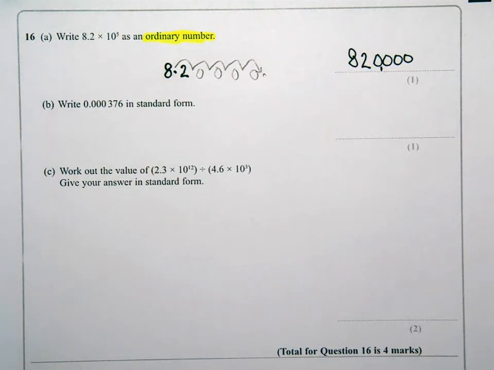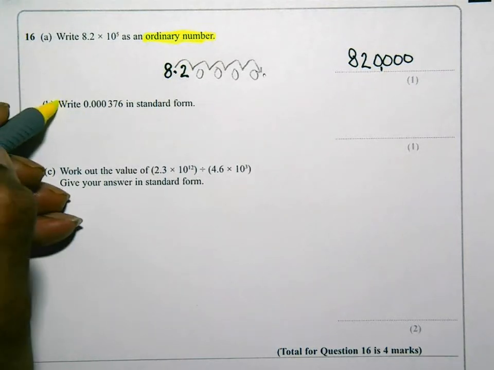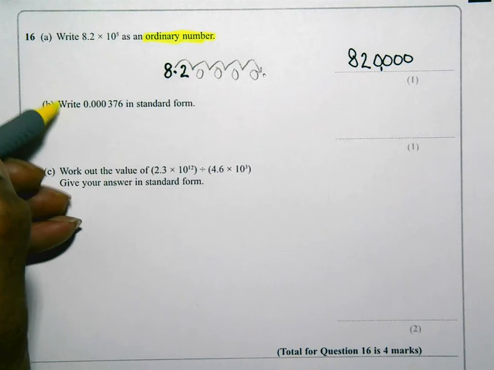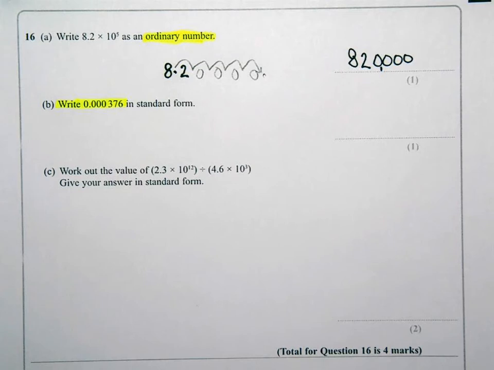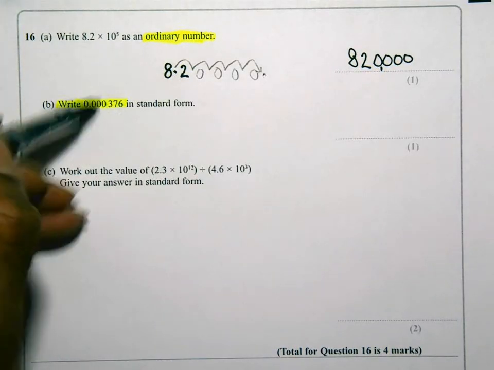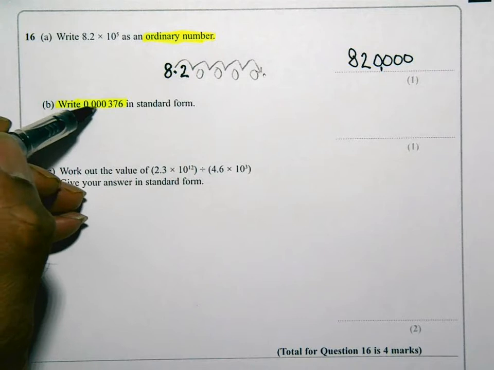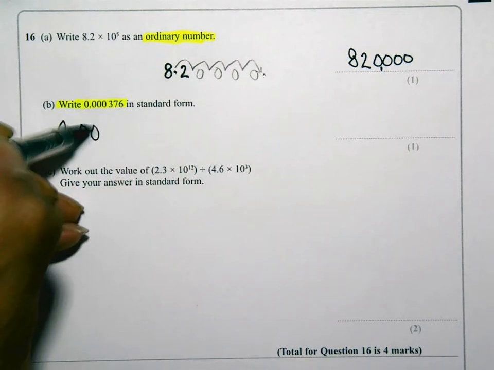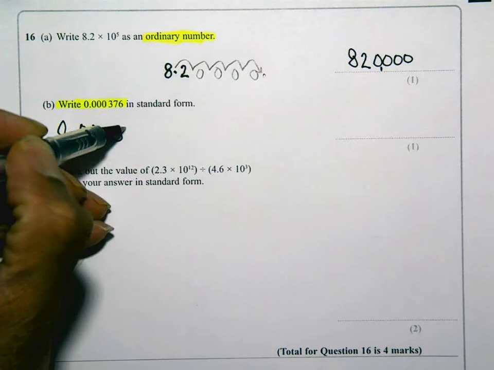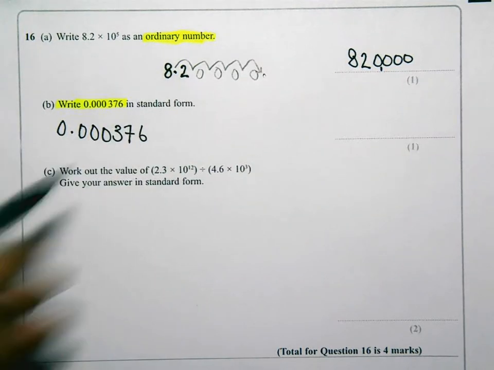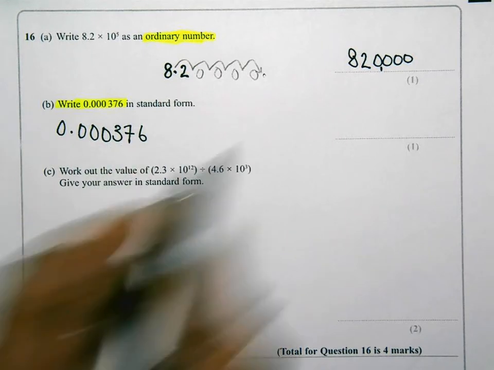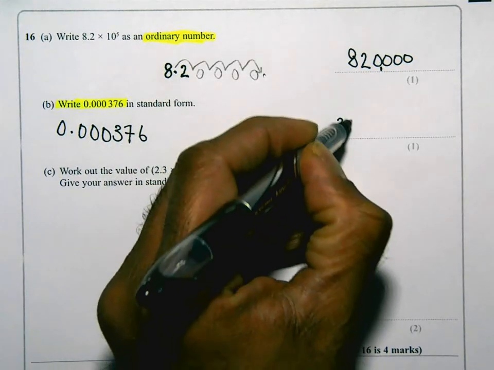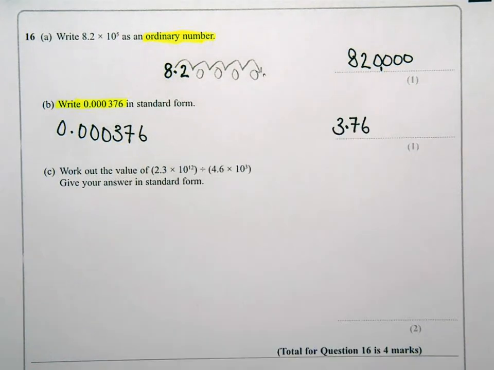Going on to part B. In part B, this time they want us to do something similar but in the opposite direction. They want us to write this number in standard form. So the first thing I'm going to do is look at the number there, 0.0000376. So I'm just going to look at the number part. Ignore these zeros up here. I have 376. I'm going to write that as a number between 1 and 10: 3.76.